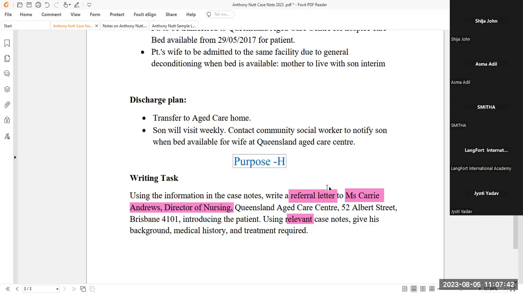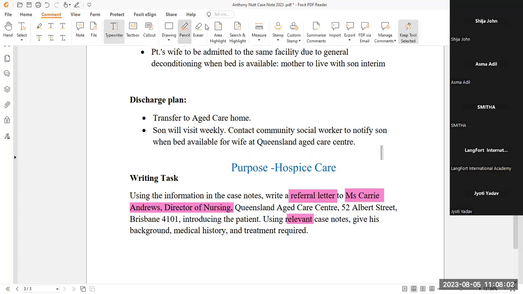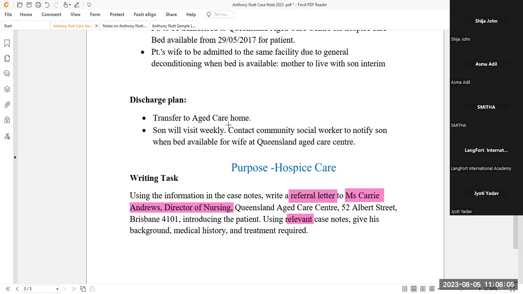Can I ask you one more thing? Do we want only that from the reader? Is that it, only hospice care, nothing else? Patient's wife can be admitted into the same facility. So what should the reader do for the patient's wife? The reader needs to contact the community social worker, so the social worker can notify Mr. Nutt's son when a bed becomes available for his wife. Hospice care is for Mr. Nutt. That is our purpose, and this is one extra thing the reader needs to do for the patient's wife.